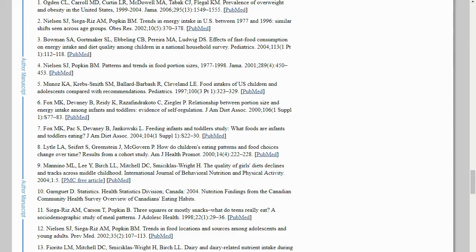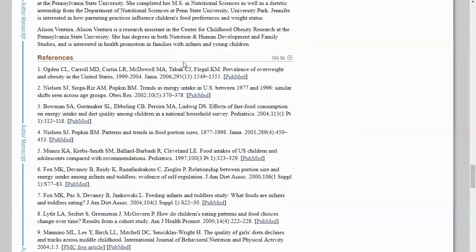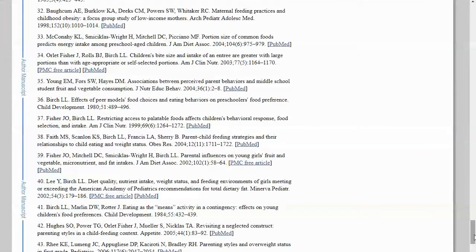So here are some other examples of this section. We looked at this journal article before. Down at the bottom is the references, sometimes called bibliography or works cited or citations or resources. And these are all of the places that the author of this journal got their information from. So there's a lot of research that they included in their study.